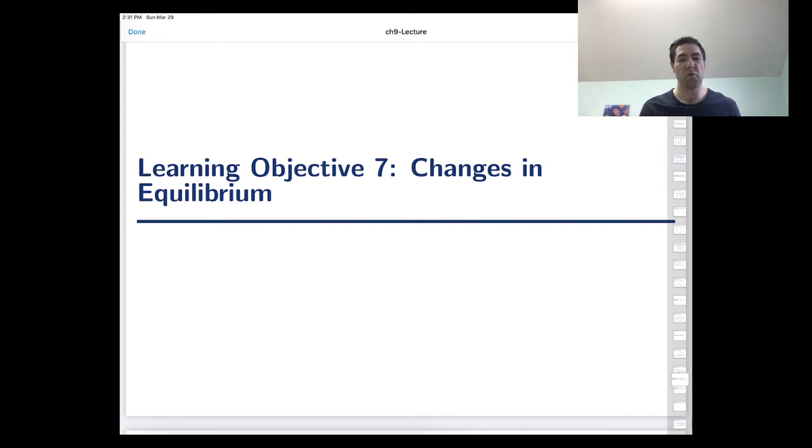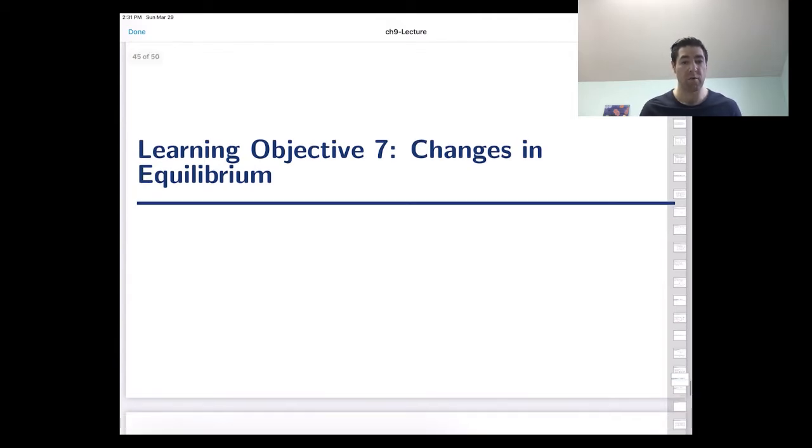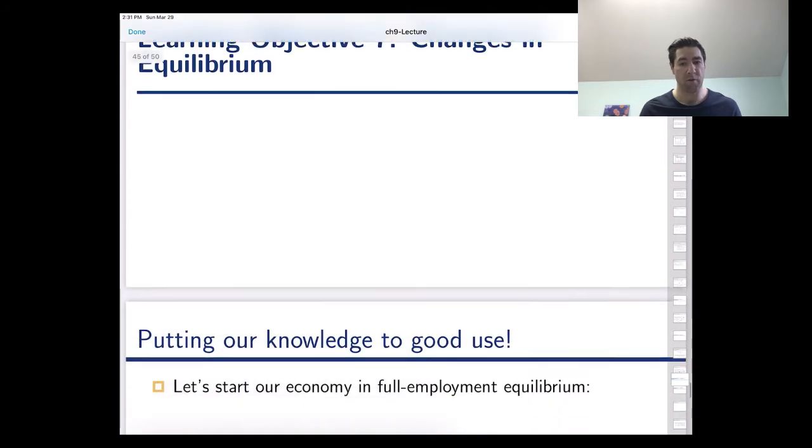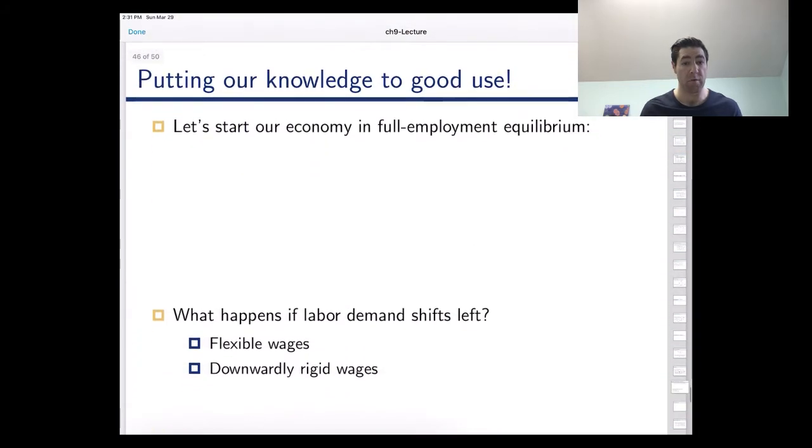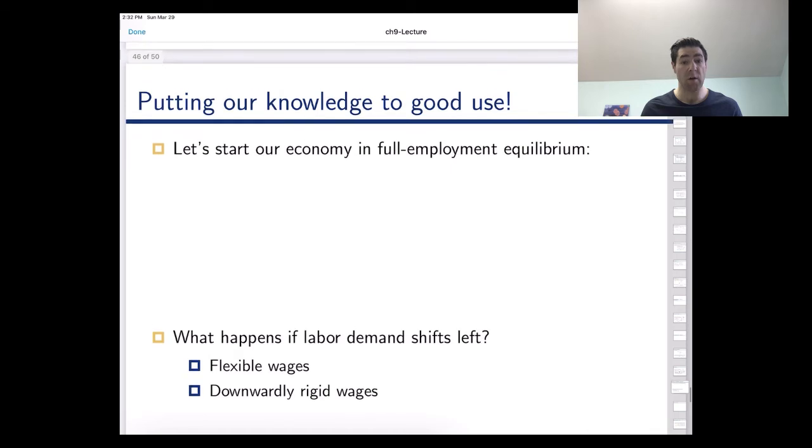Last learning objective here for Chapter 9. Learning Objective 7, Changes in Equilibrium, where we'll put this model to good use and understand how various changes in the economy are going to affect the labor market, the unemployment rate in particular. So we're going to start our economy off here at what I call full employment equilibrium. And remember what I mean by that: full employment is that the unemployment rate is at the natural rate. So we've got frictional unemployment primarily, perhaps some structural unemployment.